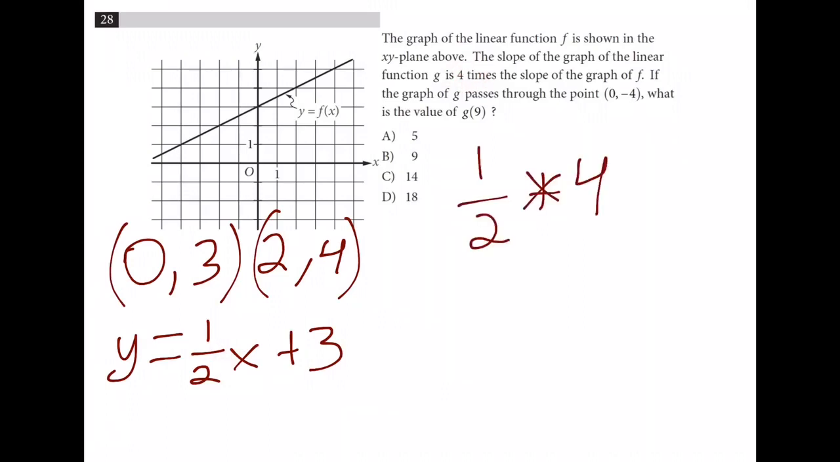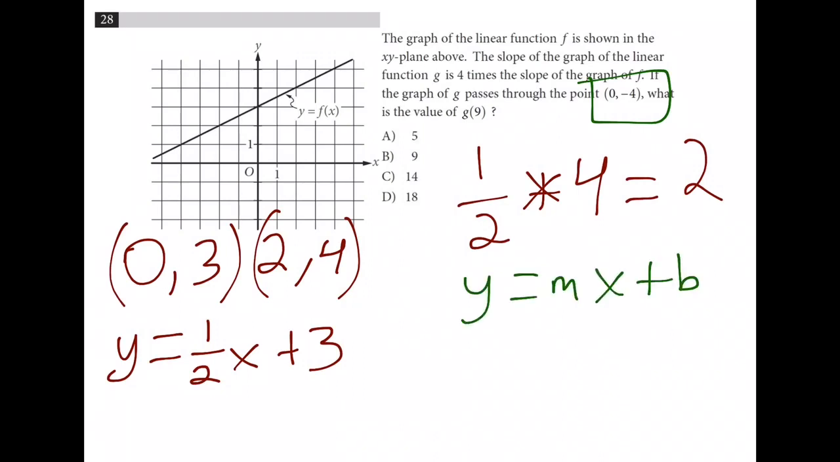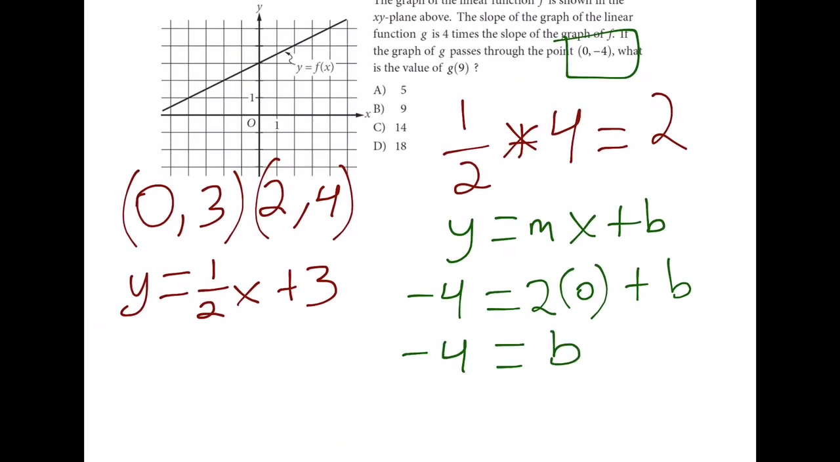So if I take 1/2 and I multiply it by 4, I get 2. And I know that this function passes through the point 0, -4. So I will start with y equals mx plus b. And for y, I'm going to plug in my -4 for my coordinate. For m, I'm going to plug in 2 for my slope, and 0 for my coordinate, and add b. 2 times 0 cancels out, so I know that my b value is -4.